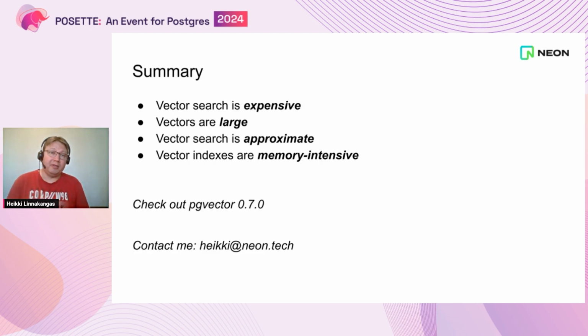So that's the summary. My lessons from working with vector data are that vector search is expensive and the vectors are large, and they also need to fit in RAM to really be able to deal with this data. And also vector search is approximate, so you have to take that into account, and you have to get used to that if you are a traditional database guy who doesn't like incorrect query results. With vector data, you just have to get used to that. That's all I have. Thank you.